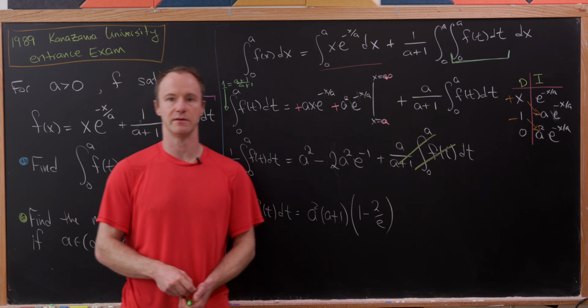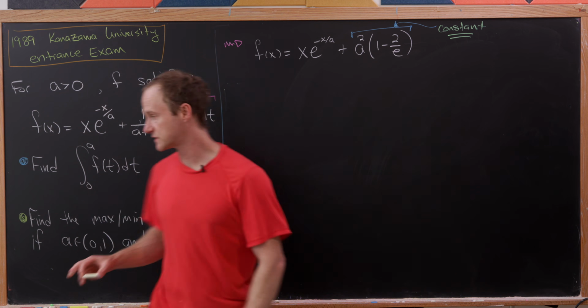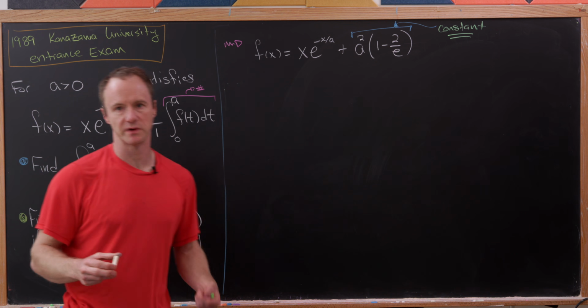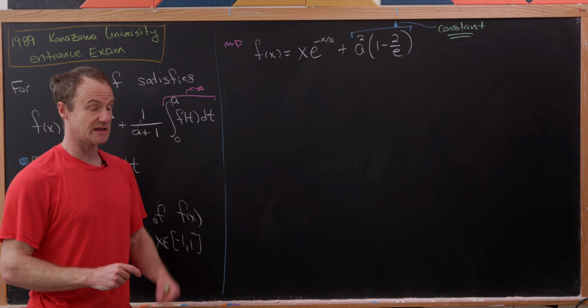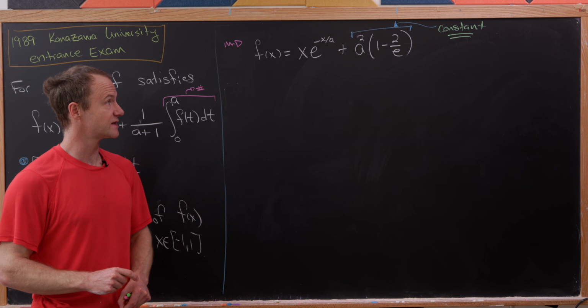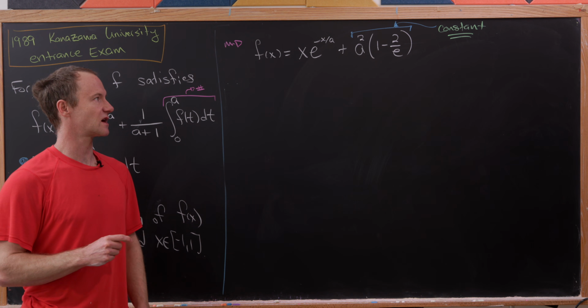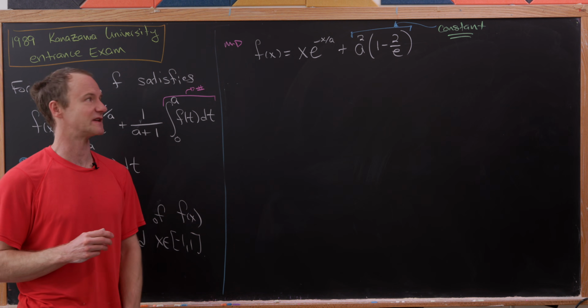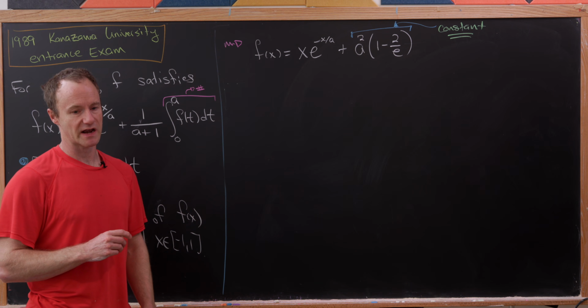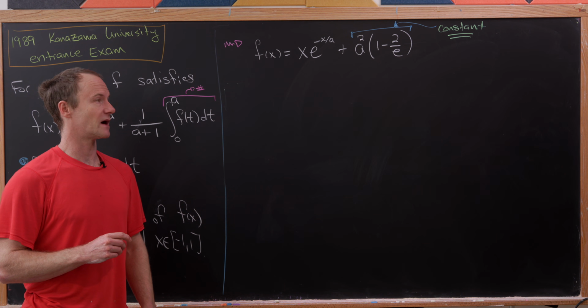Now let's do the second bit. So using the result of this first bit, which we calculated before, our function is now equal to x times e to the minus x over a plus this constant. And this constant, well, it depends on a, but a is a parameter here. You can think of it as a fixed parameter. And we've got a squared times 1 minus 2 over e.